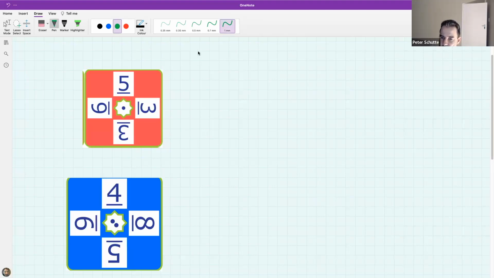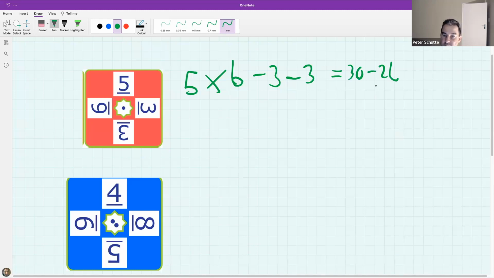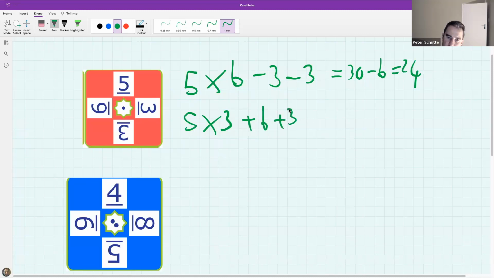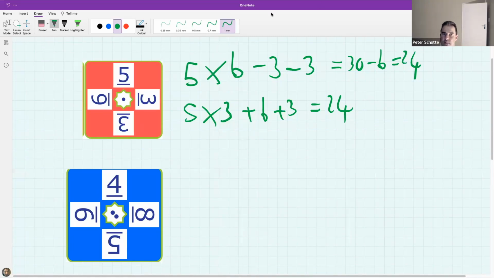So Sonic, I think you are onto it there. So there might be other ways though, hey? So 5 times 6 minus 3 times 3, which is 30 minus 6, which is 24. There might be another way of doing it. Toboko agrees. And well, sure, your way, let's have a look. 5 times 3 is 15. And then you go plus 6 plus 3, which is also 24. Well done. Yeah, nice. What about the blue one? Can you guys do the blue one?